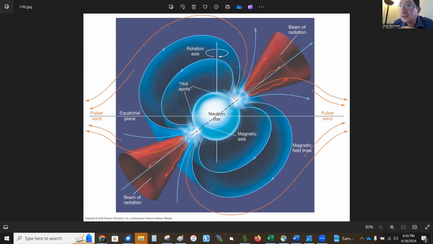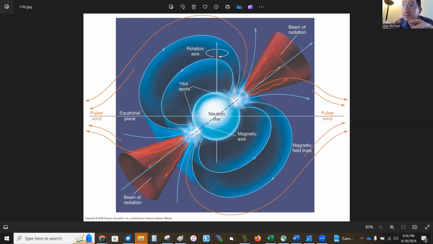Now, the key component is, of course, the neutron star itself at the center. And it's very massive. It's 1.4 times the mass of our sun, at least. Can be a little bit greater, maybe twice, maybe a little bit more than twice the mass of our sun, in that range. But despite its huge mass, it's been compressed down to a very small size, only about 20 kilometers across.